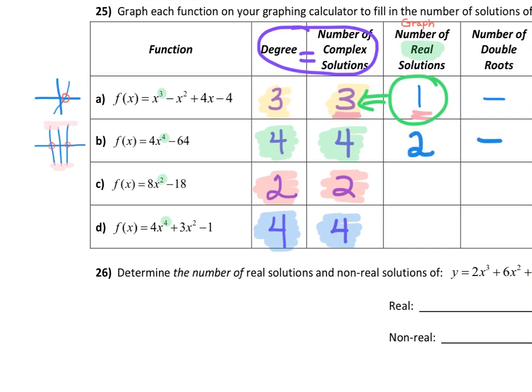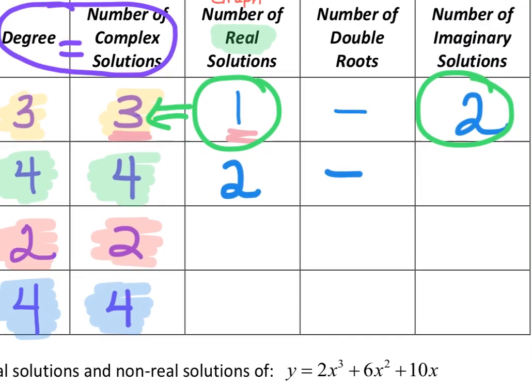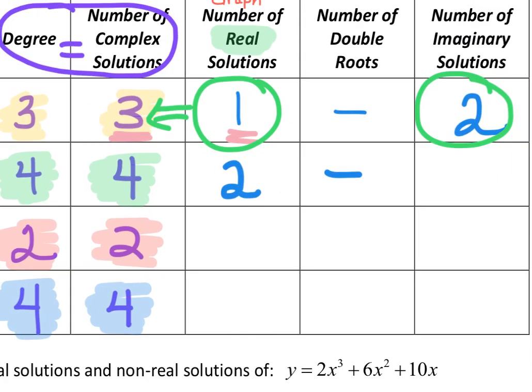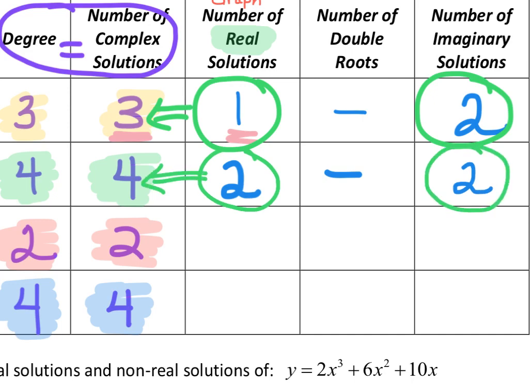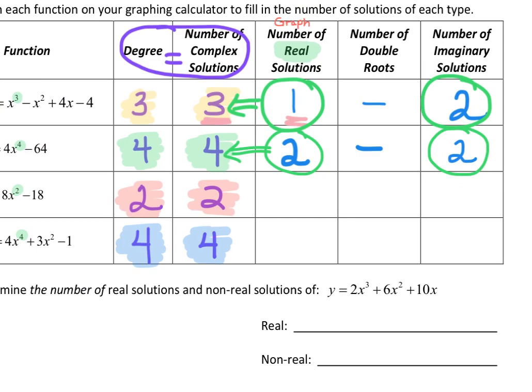Neither one of them is a bounce, so there's no double roots. And if there's 2 reals, and I want there to be 4 complex solutions altogether, that means that there's 2 imaginary. Because remember that the number of real solutions plus the number of imaginary solutions should add up to the degree or the total number of complex roots.